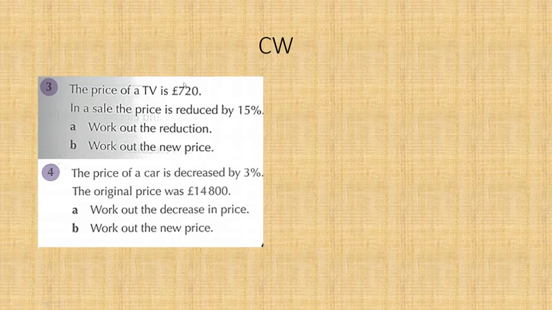Okay, here, question number three. The price of a TV is £720. In a sale, the price is reduced by 15%. Work out the reduction. So the reduction is going to be £720 times 15%. Just make that a decimal or fraction as you wish; both are correct. So 15 over 100 times 720. The answer is going to be 108 pounds.